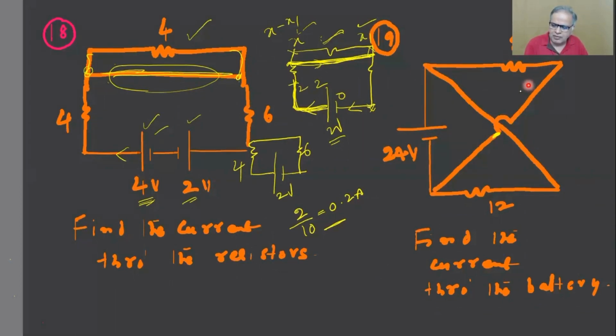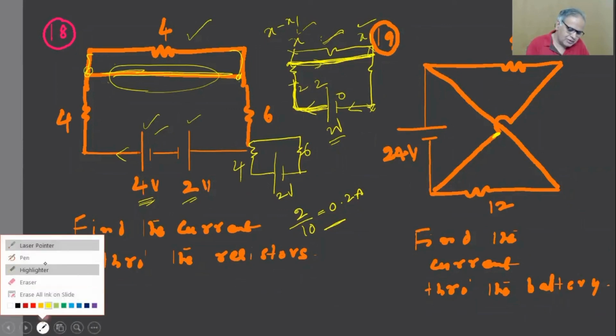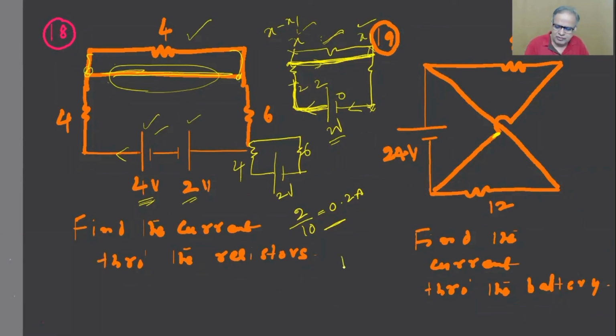Or if you want, you can just flip this 8 to this side. Do you follow? This 8 can be flipped and put this side. So this 8 and 12 are in parallel. What do you say? So 12 into 8 by 12 plus 8. How much is this? 24 by 5.